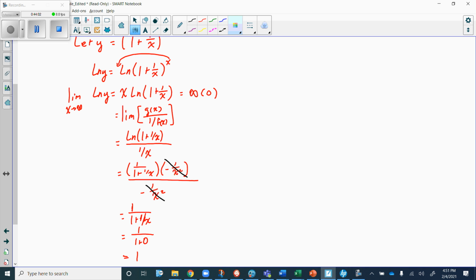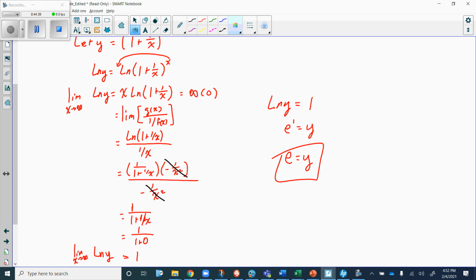Okay, but remember, this is the limit as x approaches infinity of the natural log of y. So if I look at the natural log of y and I convert it from a logarithm to an exponent using your change of base rules, that's going to give you e to the first power equal to y. So in this case, we would just say e is equal to y, or y is equal to e, however you want to think of it.